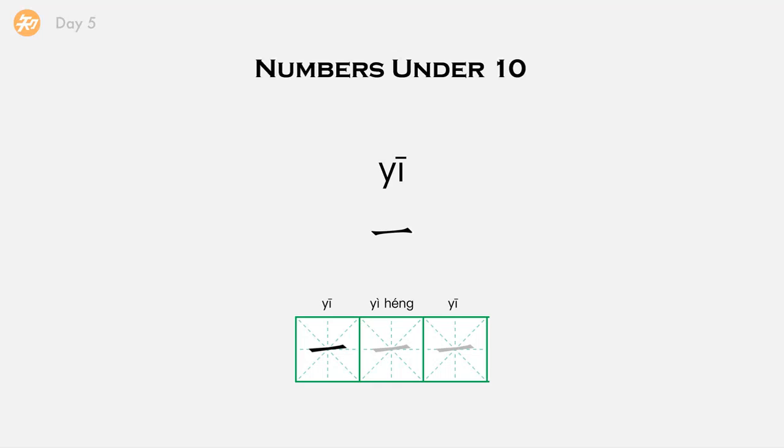Now we're going to count from 1 to 10. 1 in Chinese is called 一. It's just a single stroke as you can see here. Read after me. 一. One more time. 一.